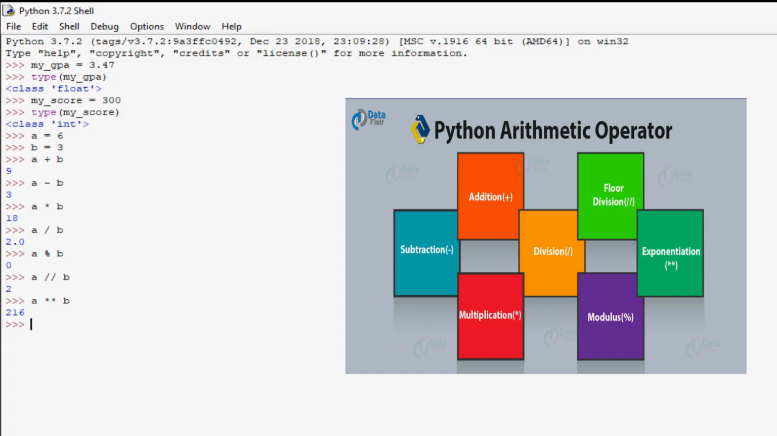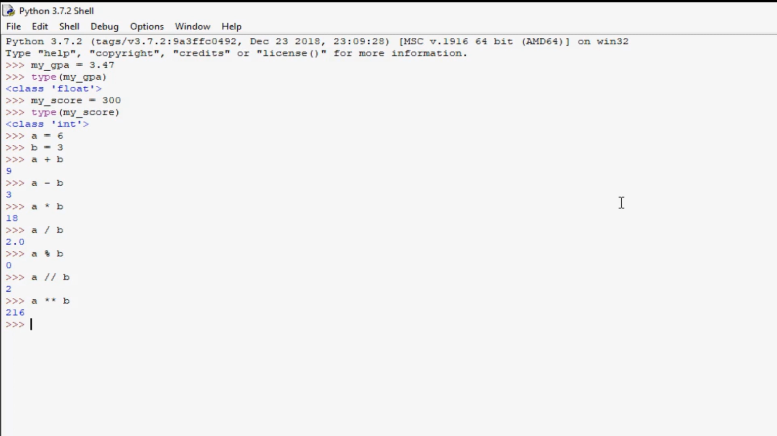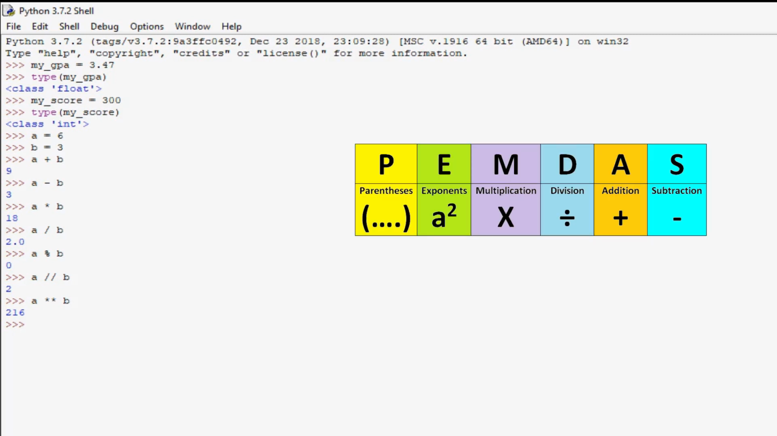Well, now that we have seen all the arithmetic operators in action, let's look at the order of operations. Sometimes it's hard to remember the proper order, and that's why we remember it by the acronym PEMDAS, which stands for P for parentheses, E for exponentiation, M for multiplication, D for division, A for addition, and S for subtraction. So next time you need help remembering the correct order, use PEMDAS to refresh your memory.